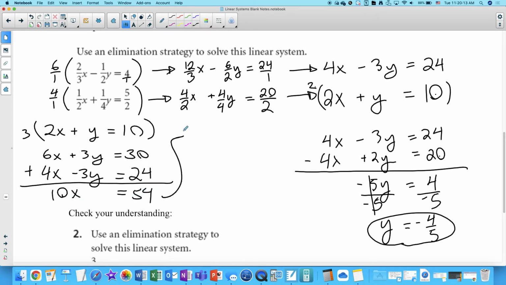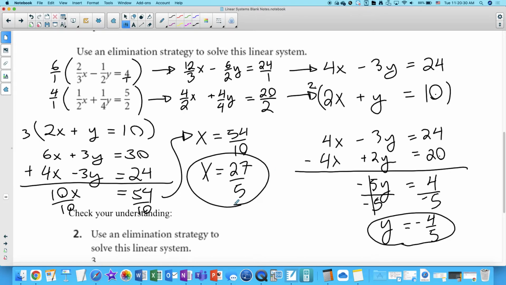And so I'm going to divide by 10, divide by 10. x equals 54 over 10. And then this can be reduced because there's that common factor of 2, to 27 over 5. Okay, so any questions with that so far?